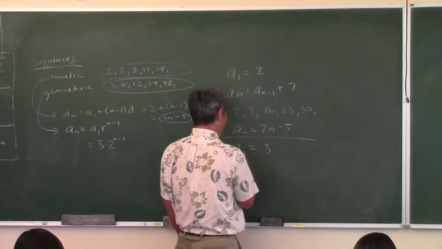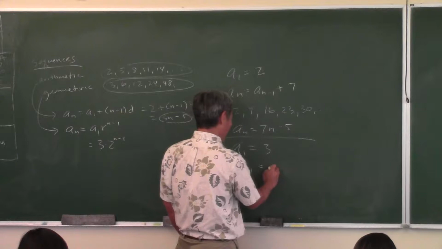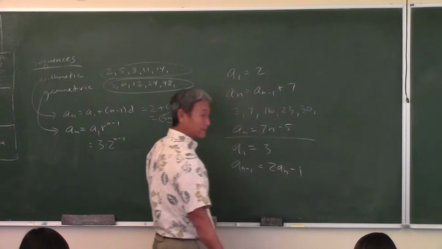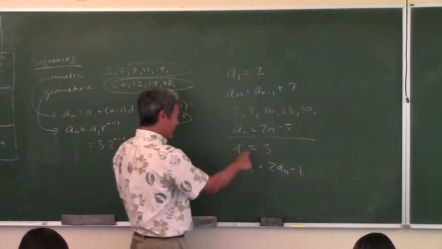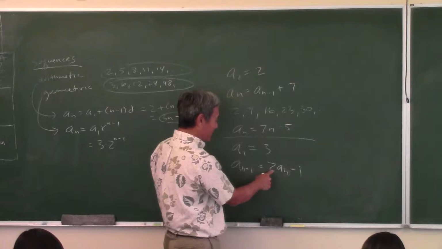A sub 1 equals 3. A sub n plus 1 is equal to 2 a sub n minus 1. Now, here's something that's going to come up tonight. It shouldn't bother you, because all that matters is this subscript is one bigger than that one. This means to get any term in the sequence, you take the previous term, multiply it by 2, and then subtract 1.